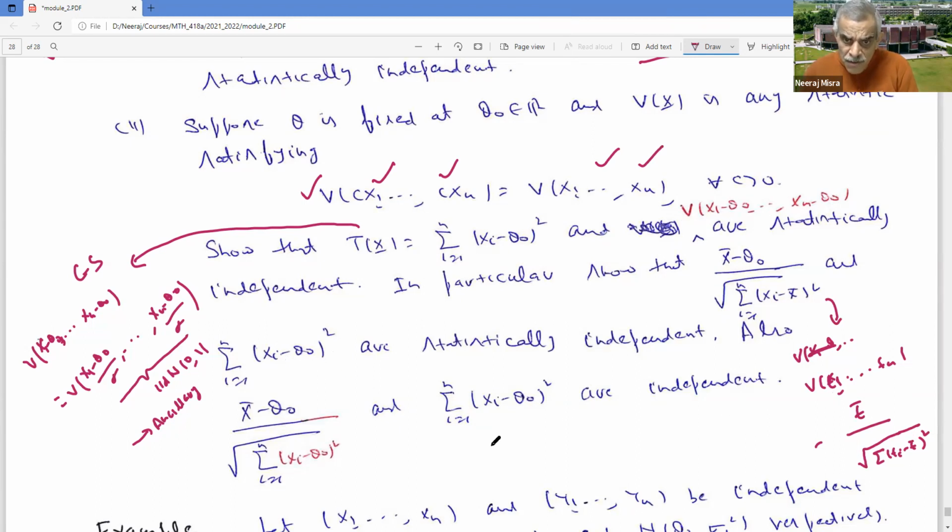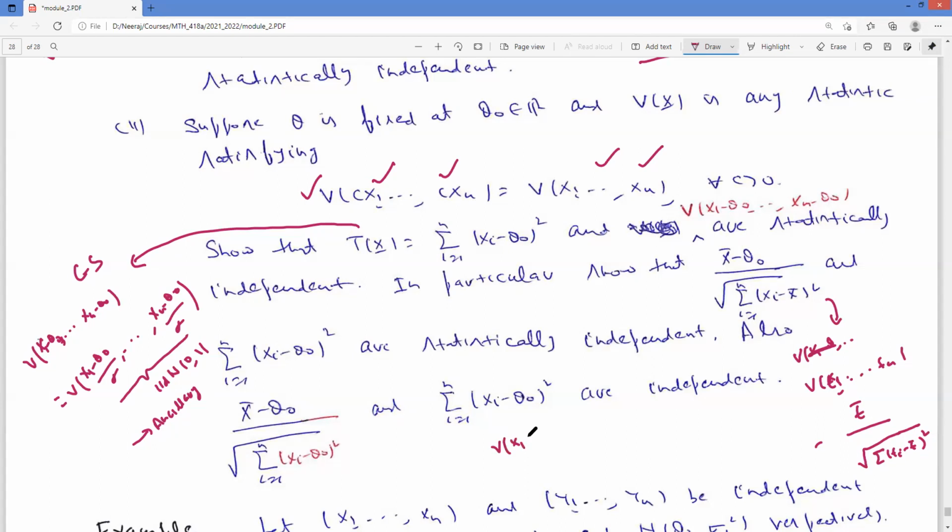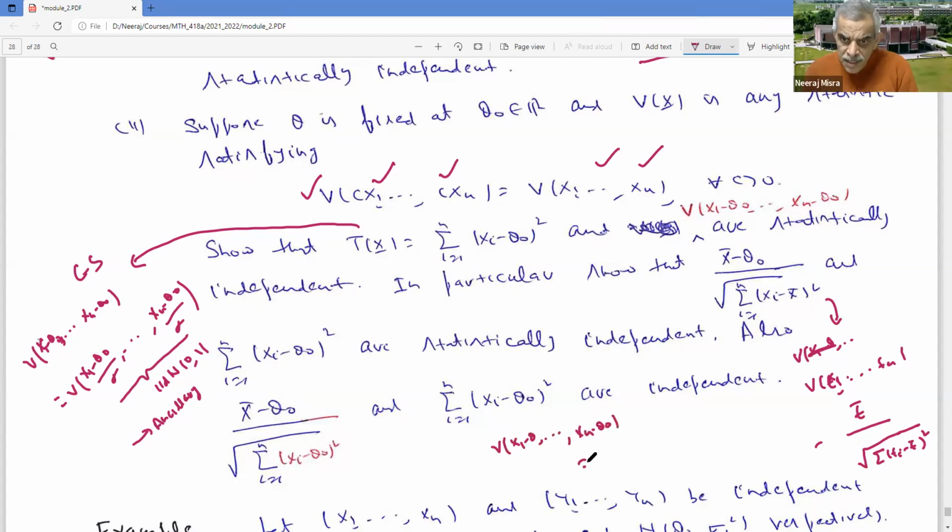So what is V of x1 minus theta naught, xn minus theta naught? V of t1, t2, tn was the mean of all that. That means the mean of x1 minus theta naught, xn minus theta naught, which is the same as x bar minus theta naught, and the square root of summation of ti, each of them is xi minus theta naught, minus their mean. The mean is x bar minus theta naught. So theta naught would get cancelled, and you would be left with only this quantity.